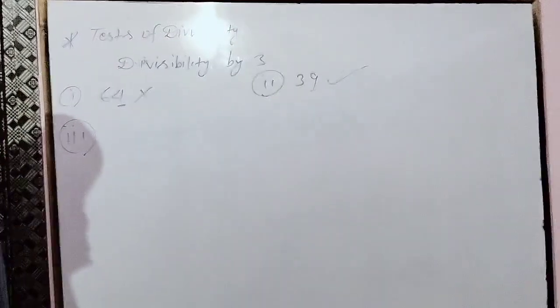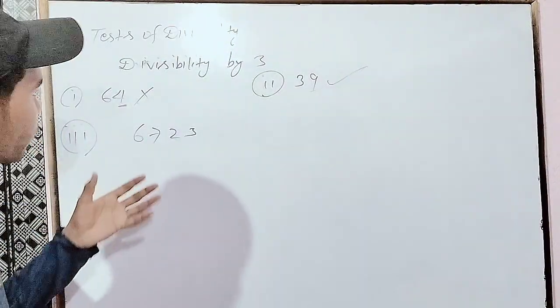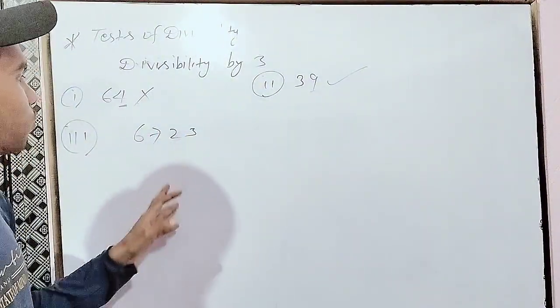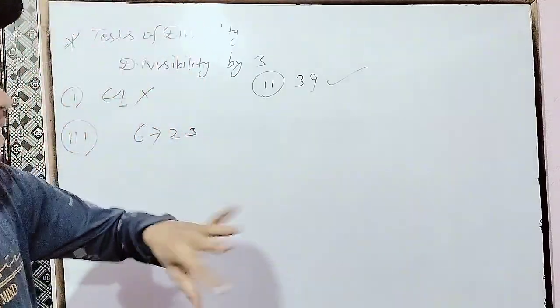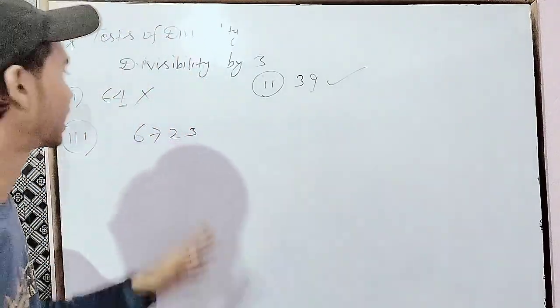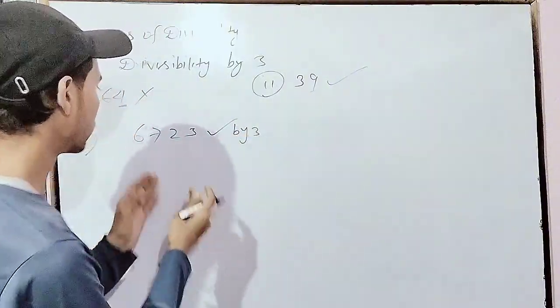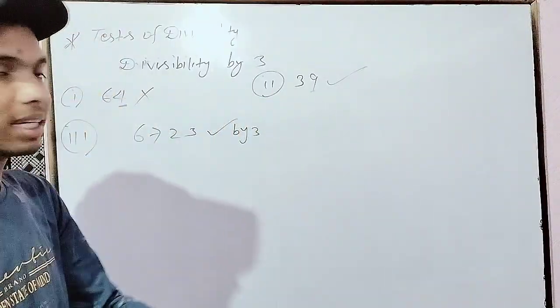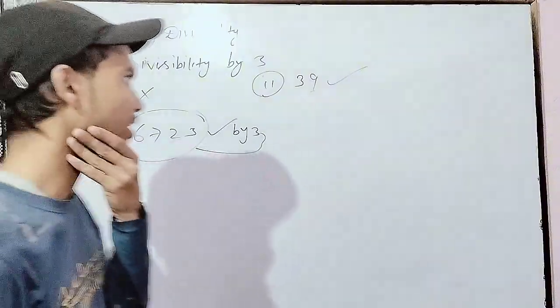Here there are two digits. What if the number has 5 digits, 6, 7, 2, 3, 4? Then we just need to do the sum of all digits of this number. 6 plus 7 is 13, 13 plus 2 is 15, 15 plus 3 is 18, plus 4 is 22. Now, 18 comes in the table of 3. That's why this is divisible by 3. Because the sum of each digit of this number is divisible by 3, that's why this whole number is divisible by 3.